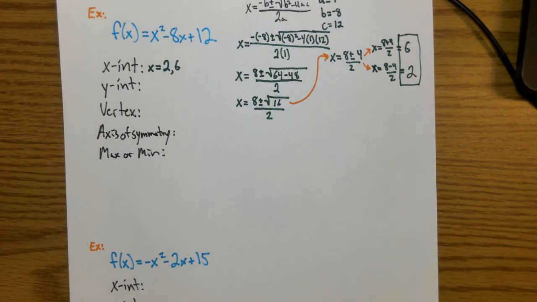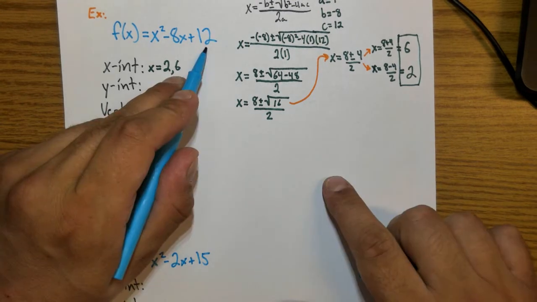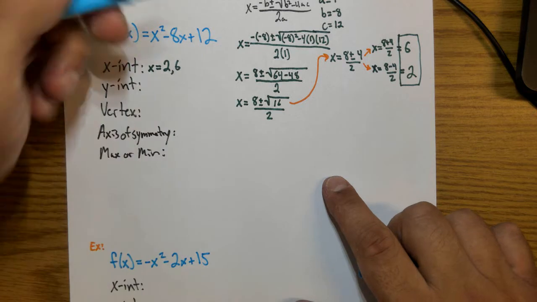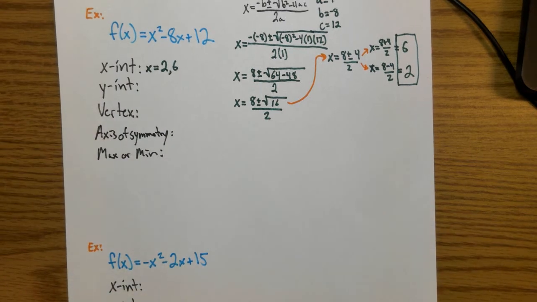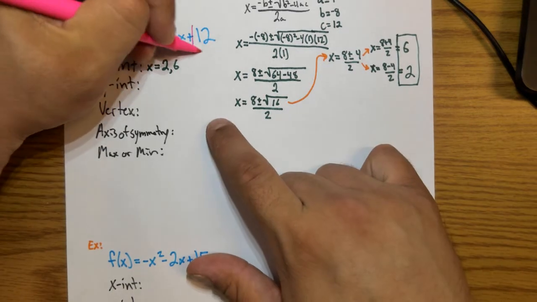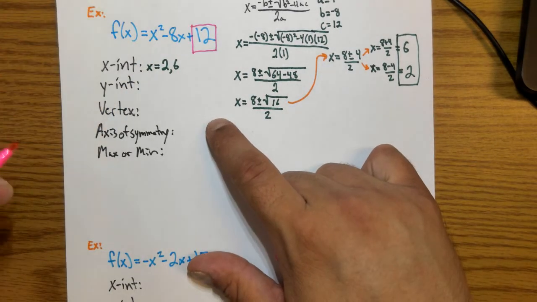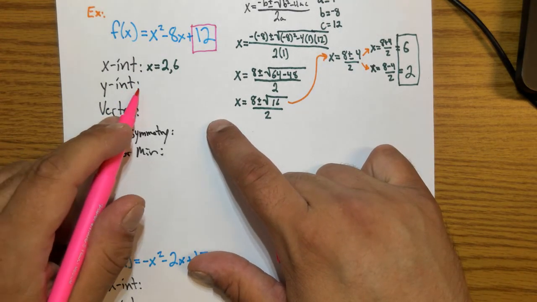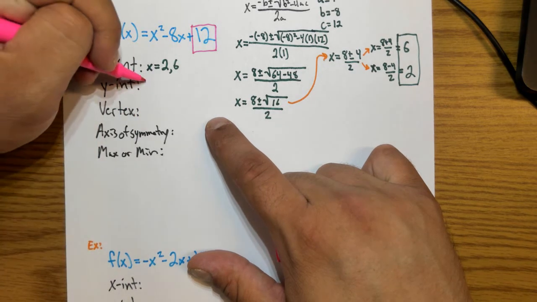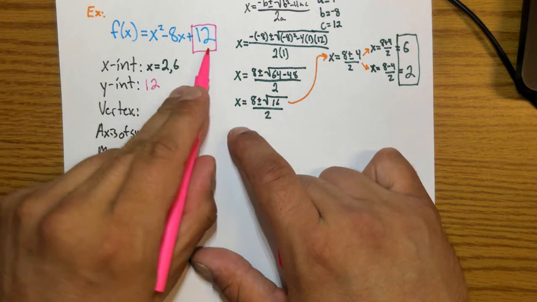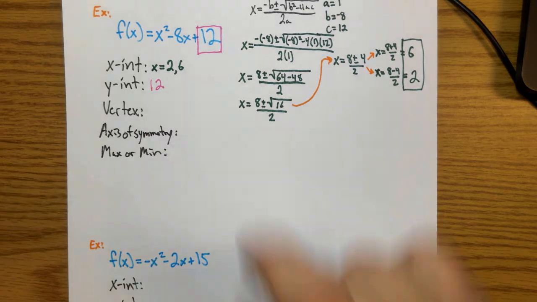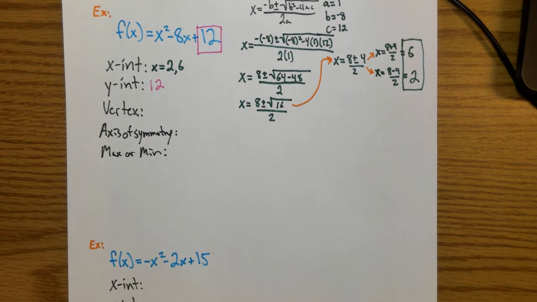Now to find the y-intercept. This one's really easy. This one, just identify the constant. In fact, I'll do a different color here. We'll use pink. That's a nice one. So the y-intercept is just 12. It's just whatever this number is. That's really easy. It's nice.